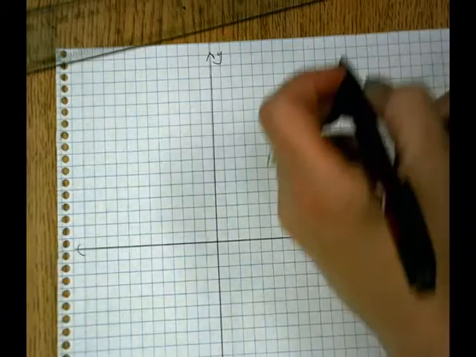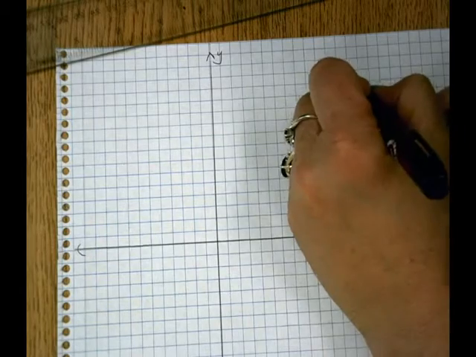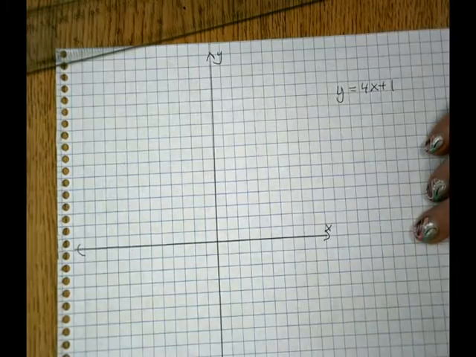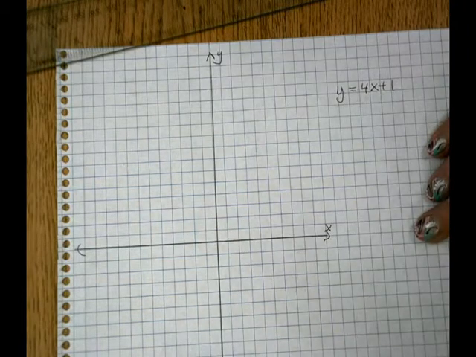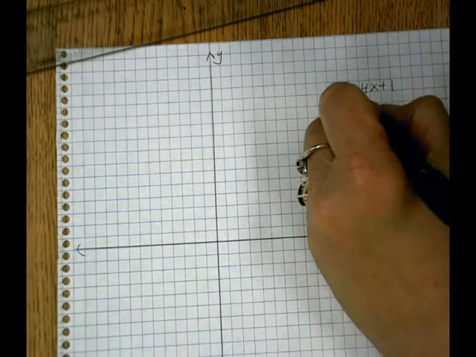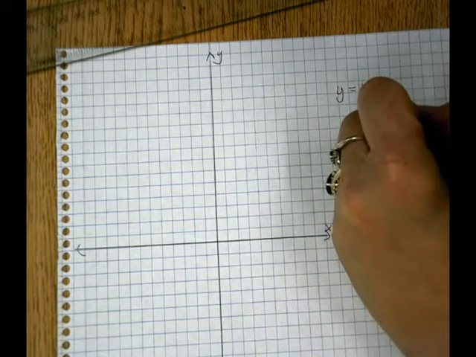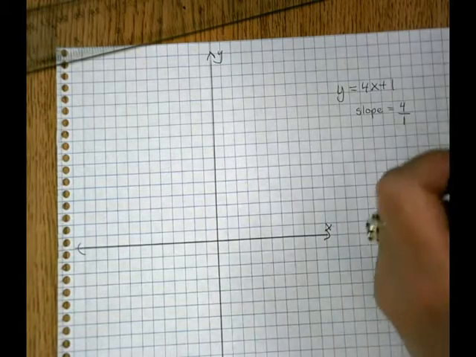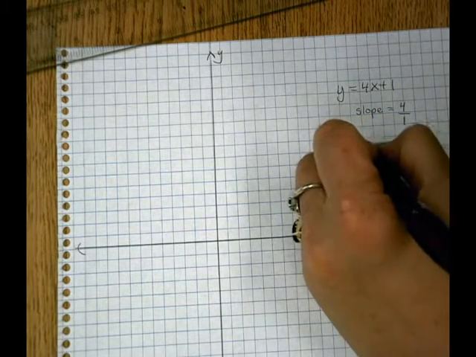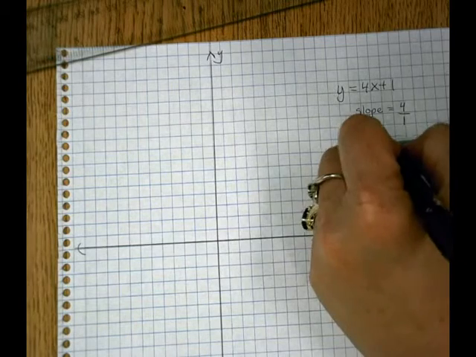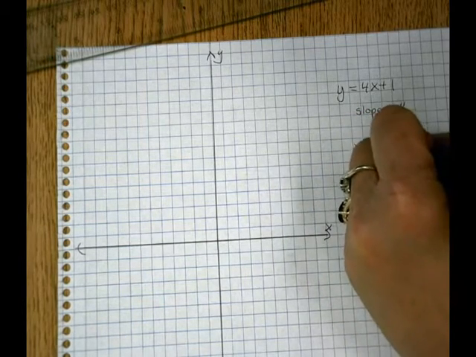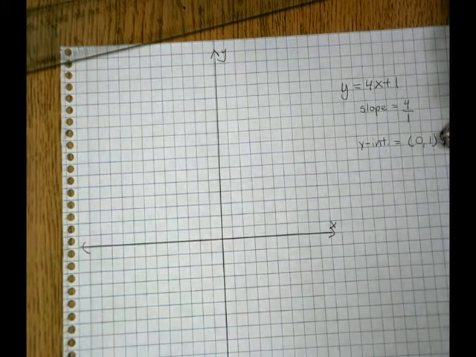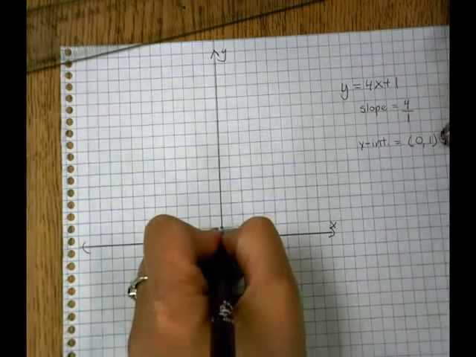And I'm going to look at each equation. I have y equals 4x plus 1. And when I graph equations, I like to use the slope and the y-intercept. So I know that the slope of this line is equal to 4, but I always write it as a fraction, 4 over 1. My y-intercept is going to be at the point 0, 1. So first, I'm going to graph my y-intercept. 0, 1 is right here.